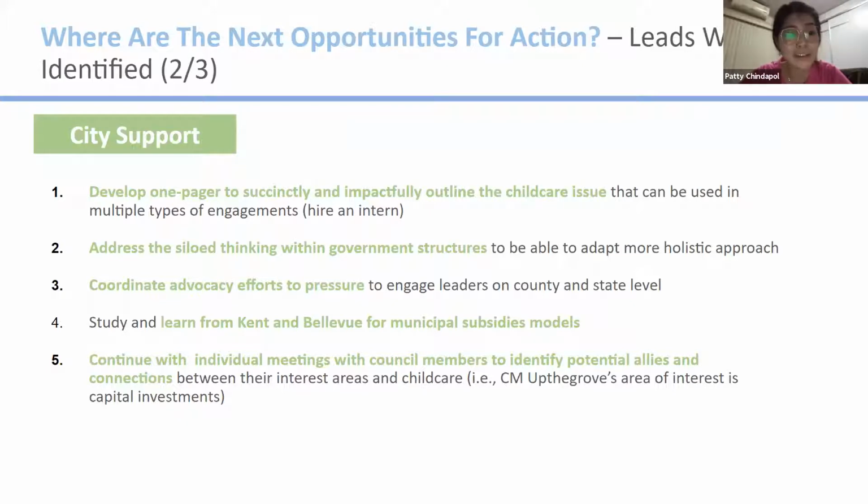The third point is to coordinate advocacy and to build pressure onto decision makers to make this a priority. And then the fifth point links in with that, to continue building commitment, because commitment is something we build, but also revisit and continue to build. And the fourth point is to learn from the 2 cities that we've identified as comparable. Over to Crystal.